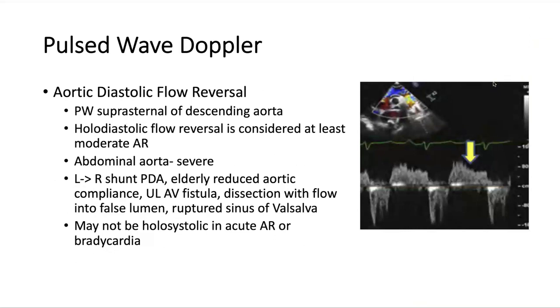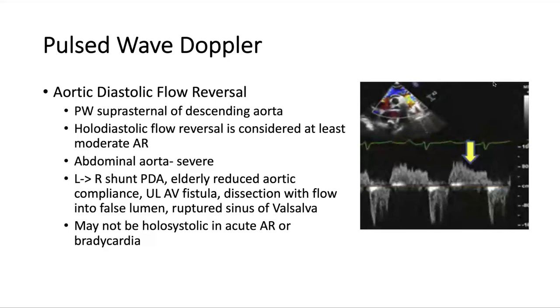Pulse wave Doppler is particularly used to look at diastolic flow reversal within the descending aorta. So essentially what you're going to do for this is, in the suprasternal window, put PW at the descending aorta, and you're looking for flow reversal. Worth mentioning is that early diastolic flow reversal can be normal, but if you see holodiastolic flow reversal, that's consistent with at least moderate aortic regurgitation.